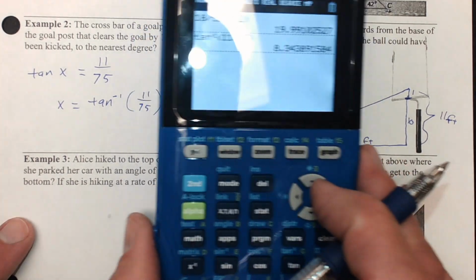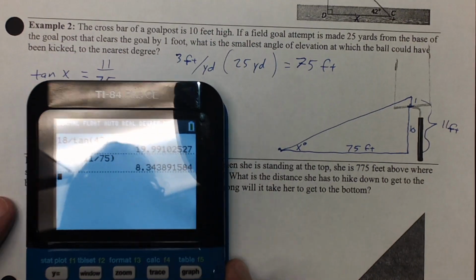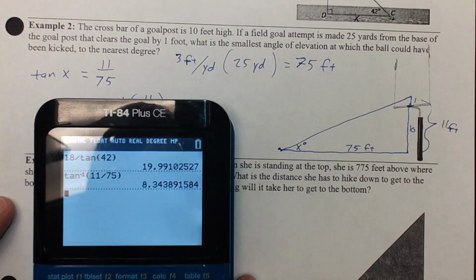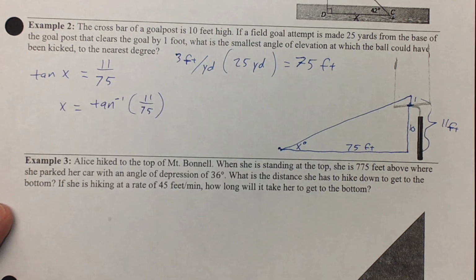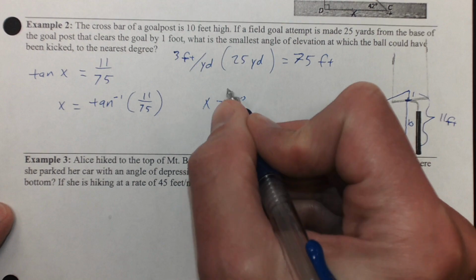Okay, and we're rounding to the nearest degree, so that's, let me get out of the glare. So that's going to be about 8 degrees. So x is equal to 8 degrees. There we go.